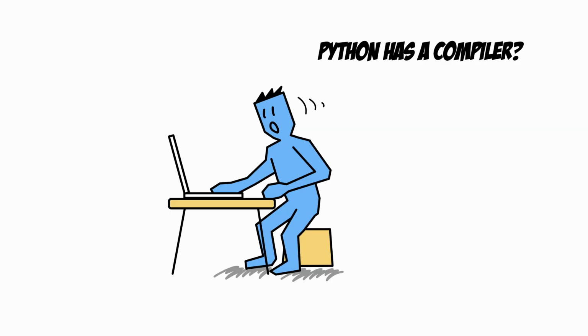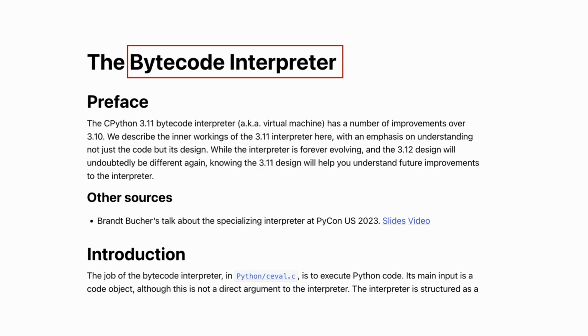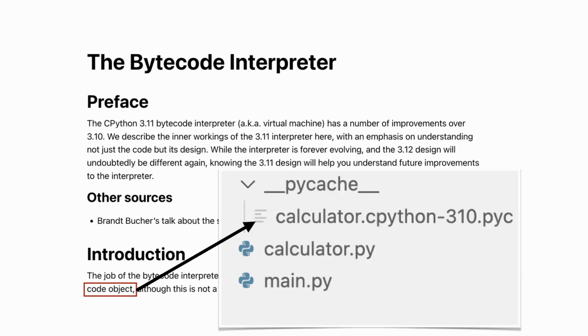Yes, Python has a compiler. However, the goal of the compiler is not to create Windows, Mac OS or Linux executables. Let me explain what it does. The Python interpreter is also known as bytecode interpreter. Its input are compiled files known as code objects. An example of this is calculator.py. The compiler compiles Python source files into code objects.